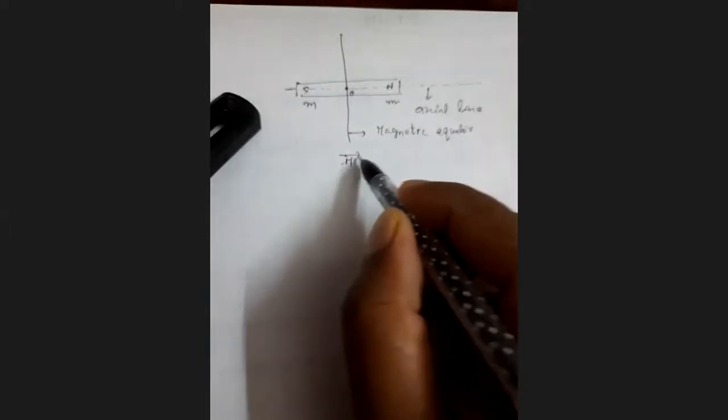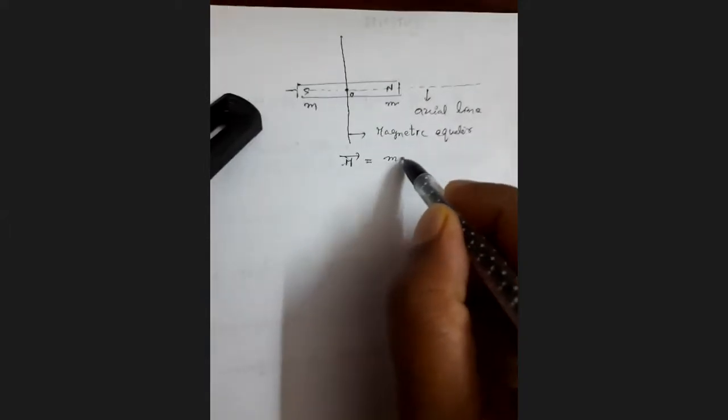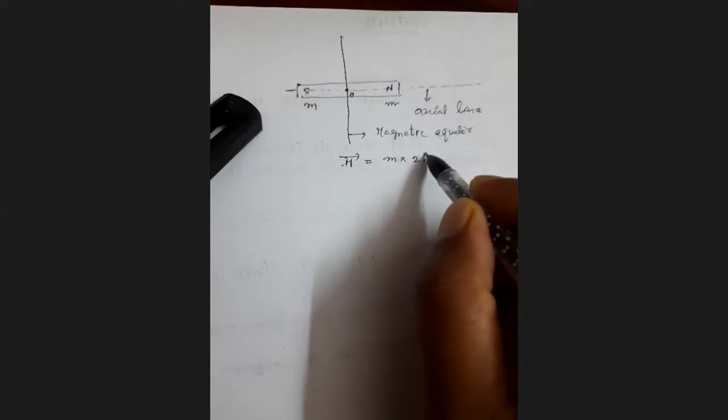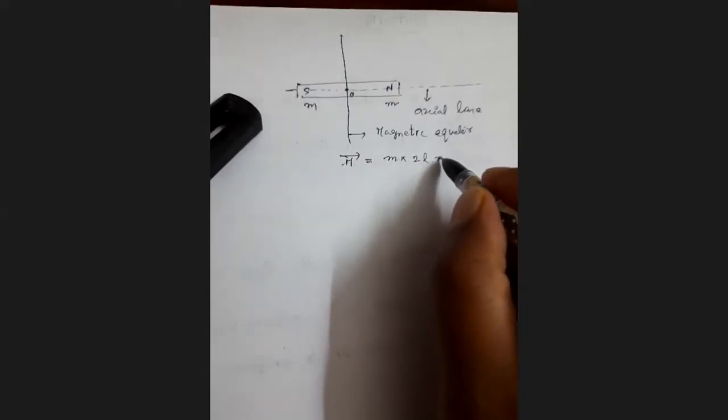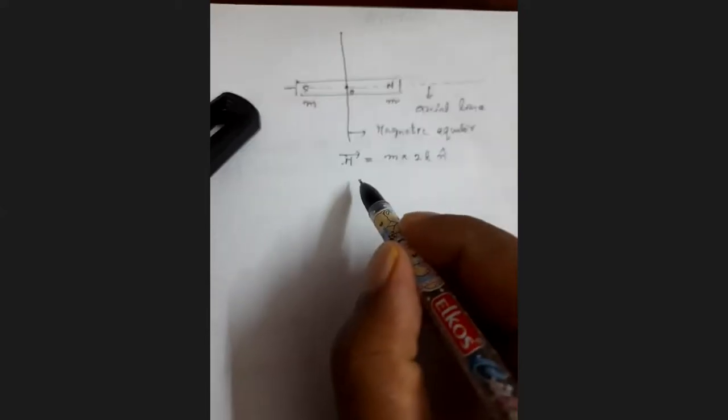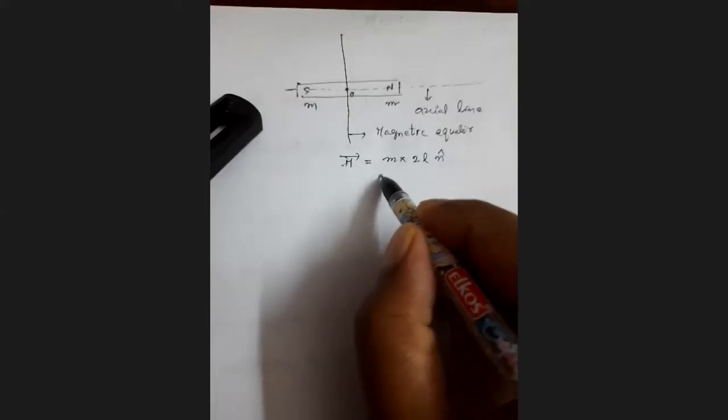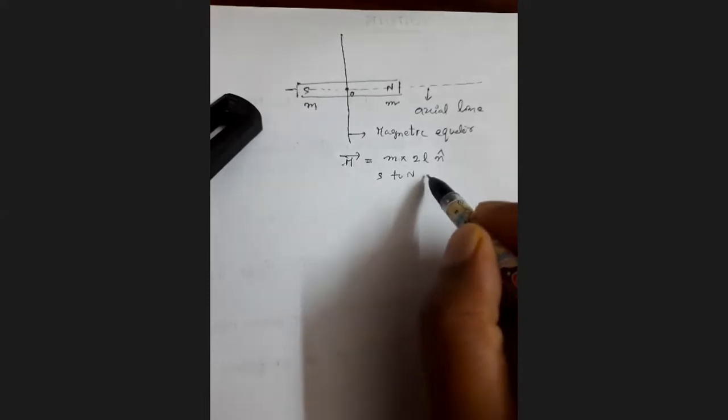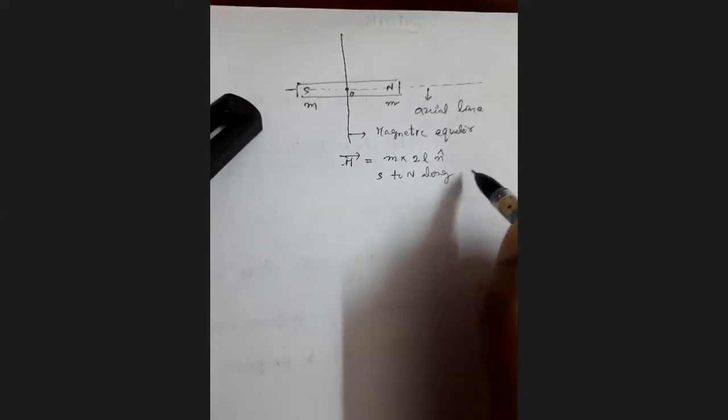Here, magnetic moment is defined as the product of pole strength and length of the magnet. We write it as m into 2l into n cap. Here the direction of the magnetic moment vector m is from south to north pole along the magnetic axis. This is what we covered in yesterday's class discussion.